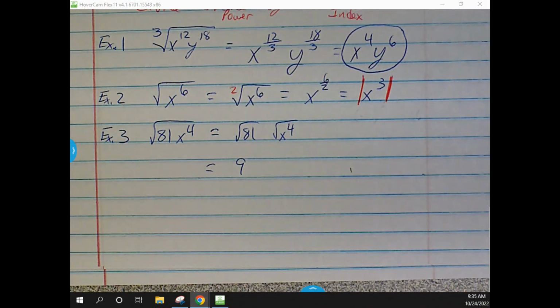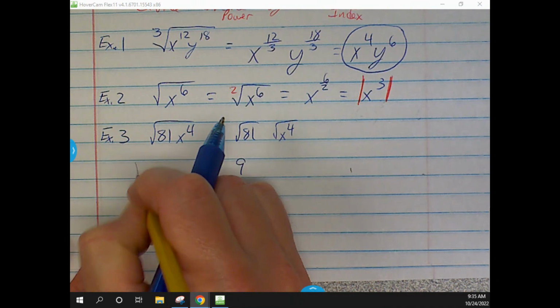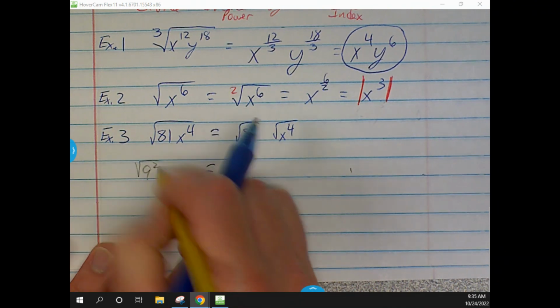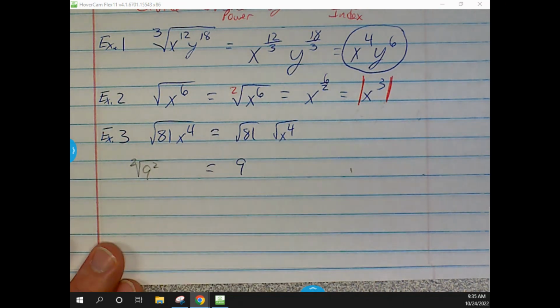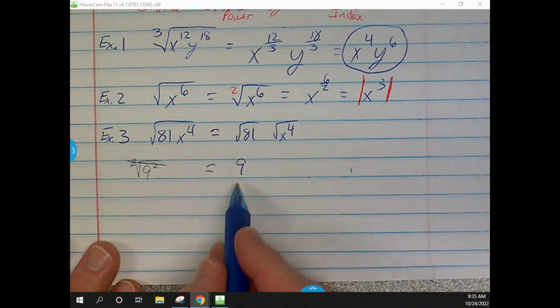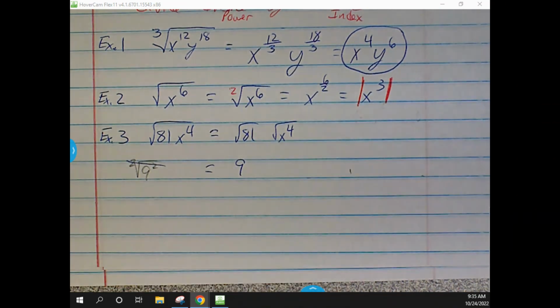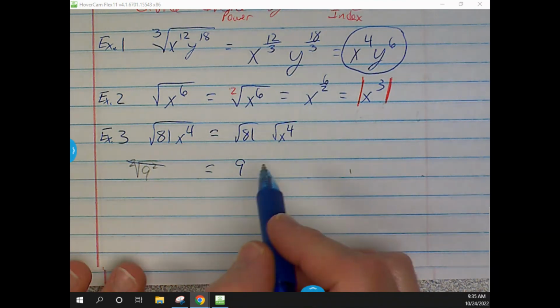Now, do we need absolute value? Technically, if we think about it, 81 would be 9 squared, correct? Because you've got an index of 2. The 2's would cancel to get 9. Do you need an absolute value around 9? Because what's the absolute value of 9? It's 9, so we don't need it.